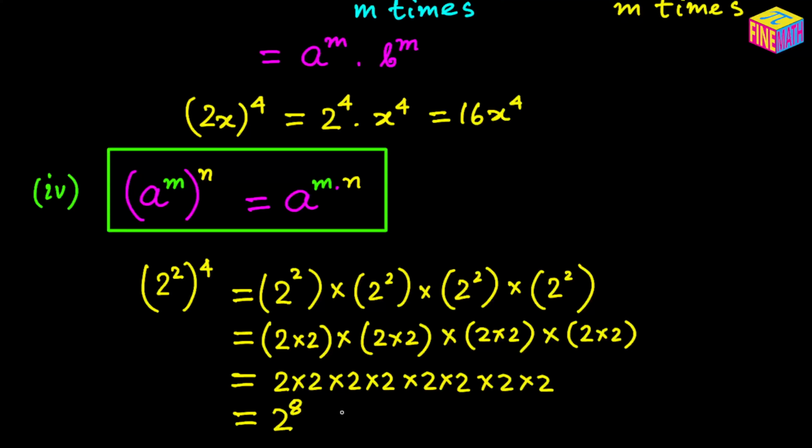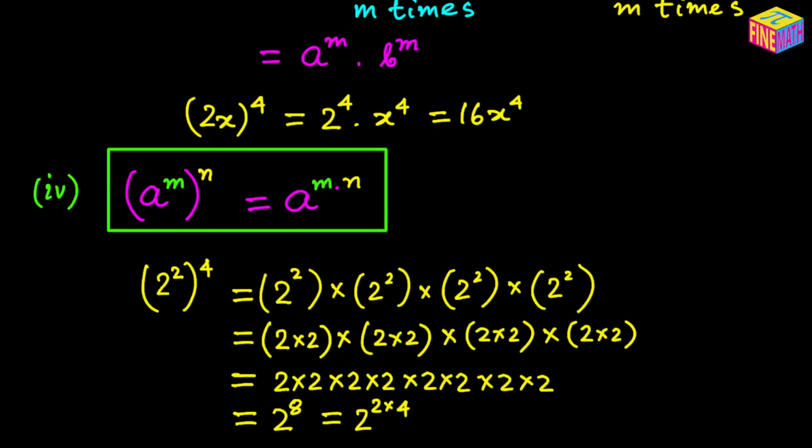And can we write it like this? So this 2 to the power 8 can be written as 2 to the power 2 times 4. And that's exactly what this property says, that if you have a to the power m whole to the power n, then it can be written as a to the power m times n when you multiply both the exponents there. I hope it makes sense.